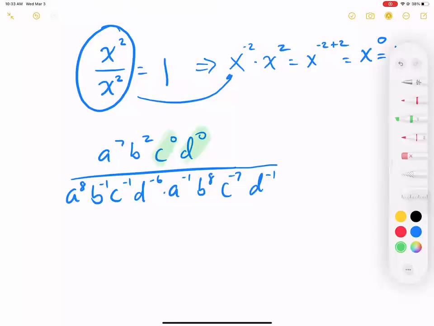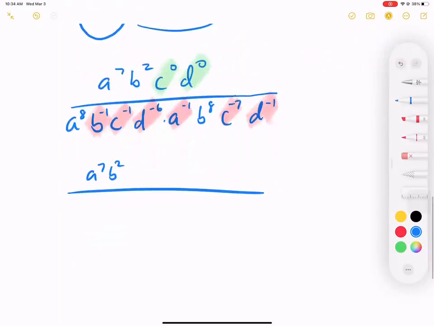That's 1. We got some negatives here. Let's go ahead and get rid of these negatives. I need to move you, and you. These guys have to be moved. They're actually on the wrong side of the problem. Let's go ahead and rewrite this. A to the 7, b squared. Okay, let's start moving stuff around.